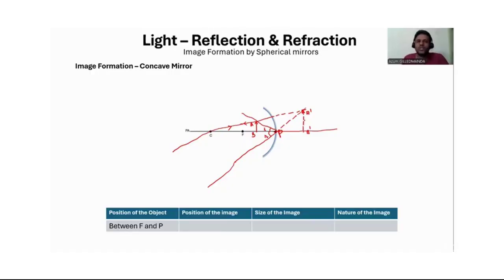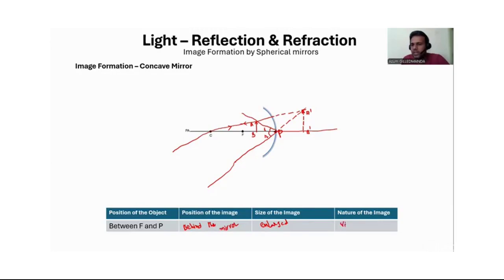So this is the only scenario in the concave mirror where you will get a virtual image. So what is that scenario? When the object is between F and the center, then what is the position of the image? It is a virtual image, so it is behind the mirror. The image is behind the mirror. And what is its size? Its size is enlarged. It is bigger than the actual size of the object.